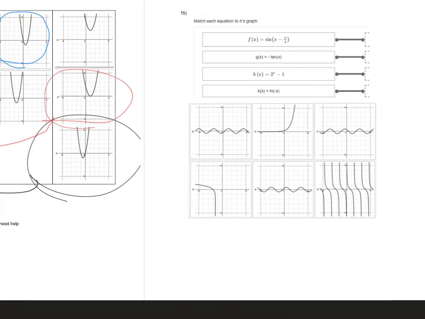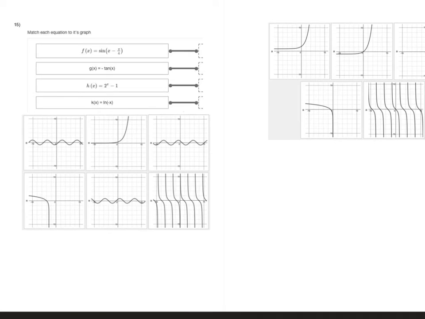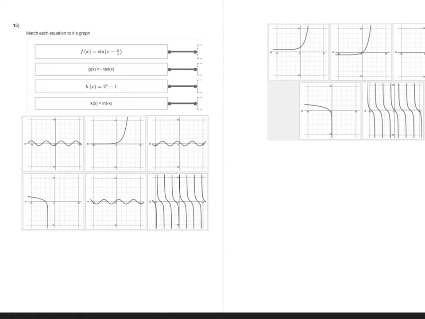Okay. Next problem. So this is, again, matching in graphs. And in this problem, instead of just starting with the same graph every single time and transforming it different ways, we have some different graphs that we're going to look at. So we're going to look at a sine graph that's transformed, a tangent, an exponential, and a logarithmic, all of which have been transformed. So on one hand, it's a little bit easier because I can sort of say, okay, well, I'm looking for a sine graph. I can get rid of everything that's not a sine graph and then come back and look at it.